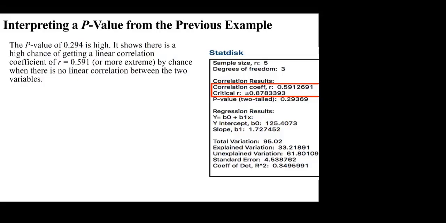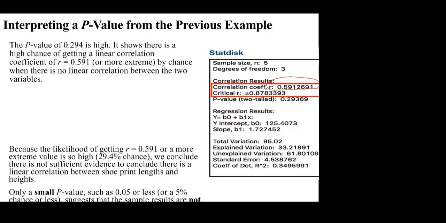The p-value of 0.294 is high. It shows that there is a high chance of getting a linear correlation, in this case the linear correlation being this number from the technology, 0.591, by chance, when there is no linear correlation between the two.